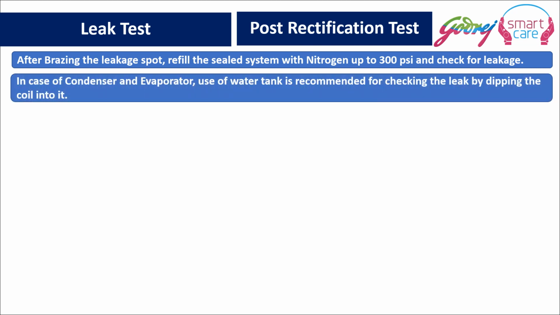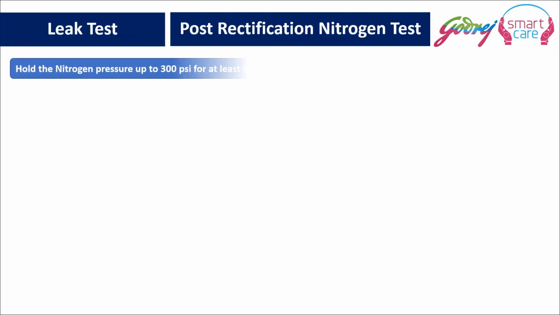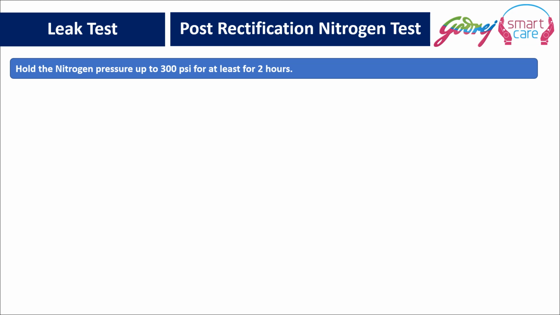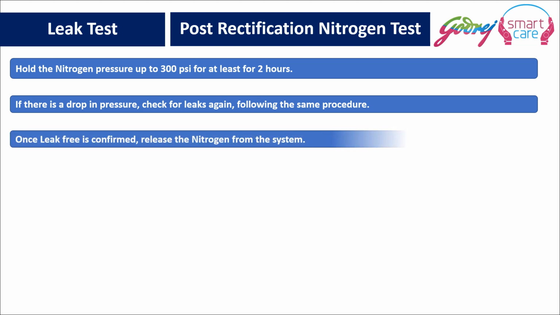In case of condenser and evaporator, use of a water tank is recommended for checking the leakage by dipping the coil into it. And hold the nitrogen pressure up to 300 psi for at least 2 hours. If there is a drop in the pressure, check for the leak again, following the same procedure. Once the leak is free and it is confirmed, we release the nitrogen.